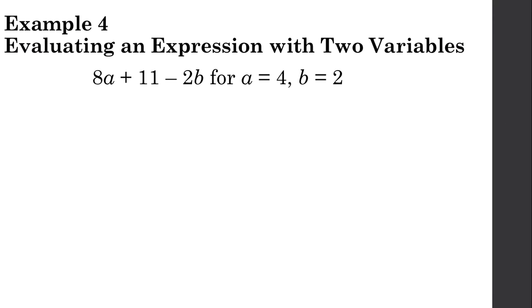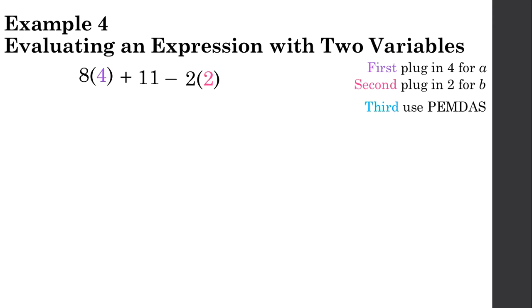Our final example, again with two variables. So we have 8a plus 11 minus 2b. Now just as a reminder, 8a means 8 times a. So those are multiplications. The 8a and the 2b are multiplication. So again, wherever we see the variable a, we're going to change that into the number 4. And wherever we see the variable b, we're going to change that into the number 2. And we're going to use our order of operations.